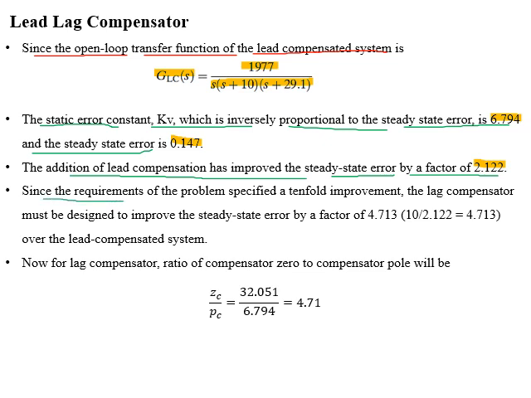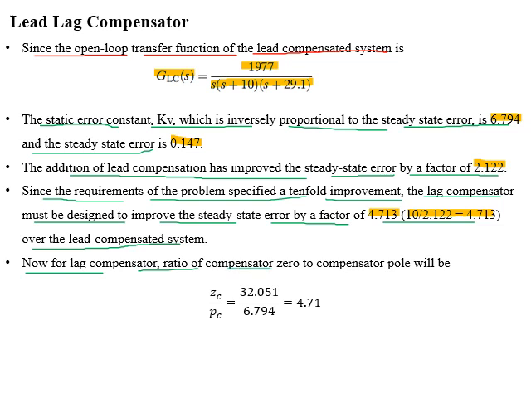Since the requirements of the problem specified a 10-fold improvement, the lag controller must be designed to improve the steady state error by the factor of 4.713, which is calculated from 10 divided by 2.122 equals 4.713 over the lead compensated system.